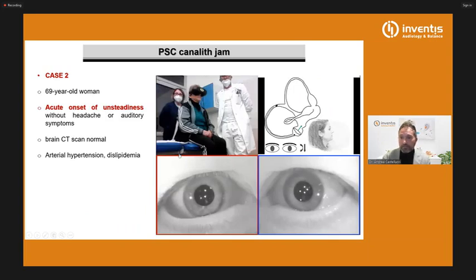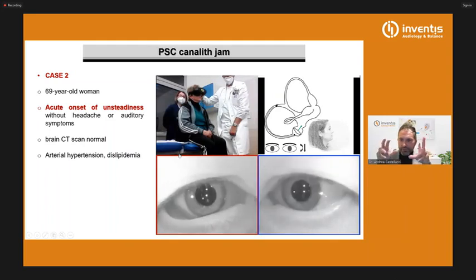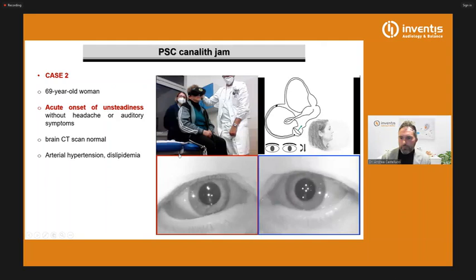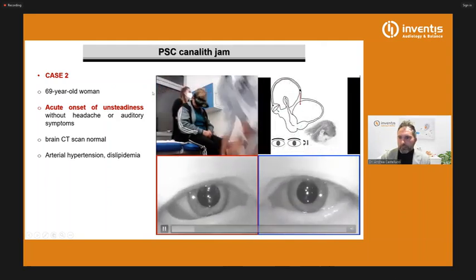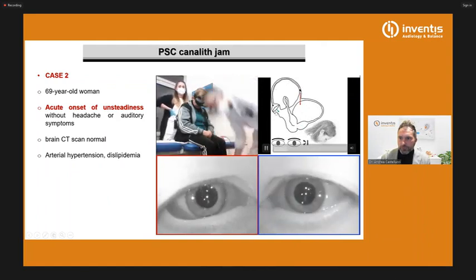This is another lady that I saw a few months ago. You can see here that she had acute onset of unsteadiness. She didn't have BPPV. You can see here tiny downbeat nystagmus with left torsional components. We can see here how gravity could modulate the spontaneous nystagmus. We hypothesized in this case a canal gem in the non-ampullary arm, leading to a persistent deflection of the cupula.